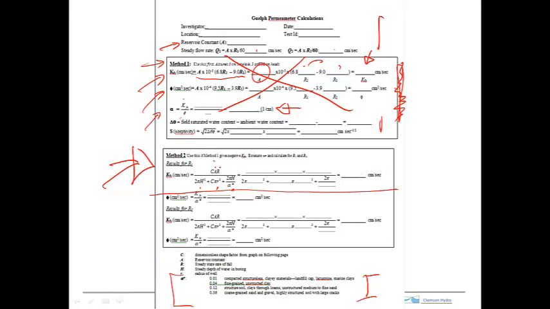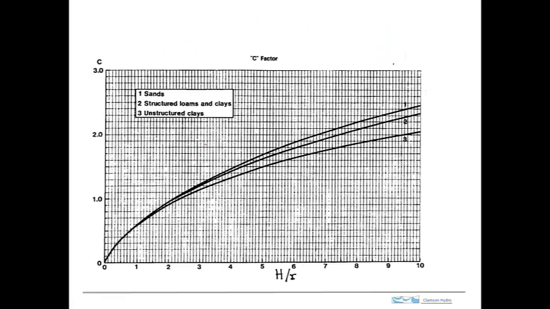The only thing that we don't know about is C, and C is a coefficient that you have to look up off of a table. So let me show you about that. Here's the table for C.